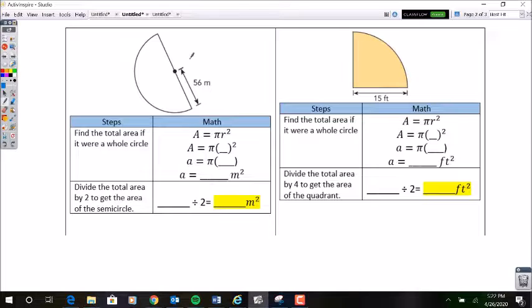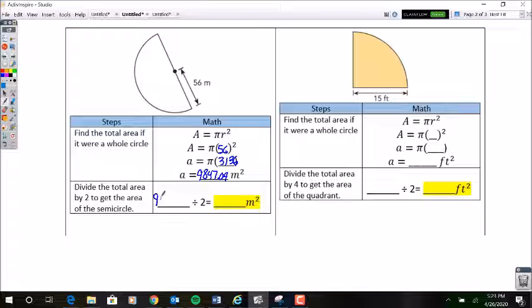Okay, so let's actually do a couple of these on our own. Here we have a semicircle, so we're going to find the total area. They gave us from here to here, which is the radius. So we're going to do pi times 56 squared. The first thing you need to do, order of operations, is do the 56 squared, which gives you 3,136. Then you take 3,136 and multiply it by pi to give you 9,847 and 4/100 meters squared.